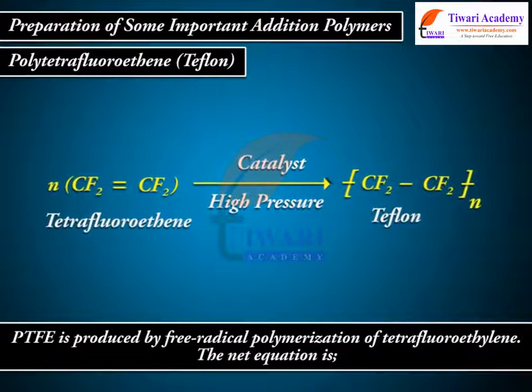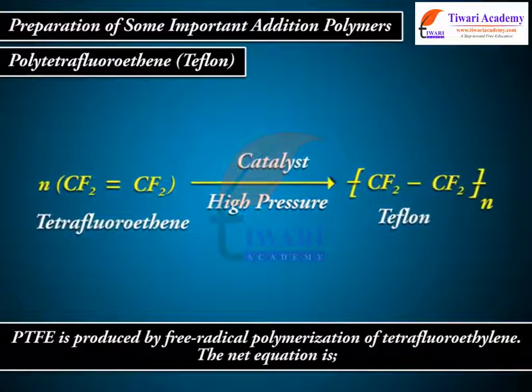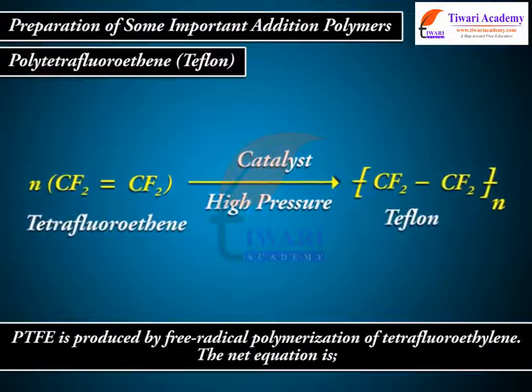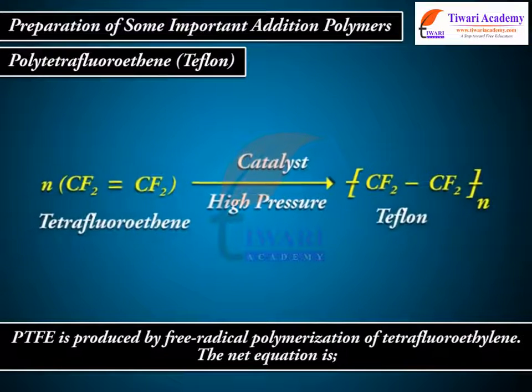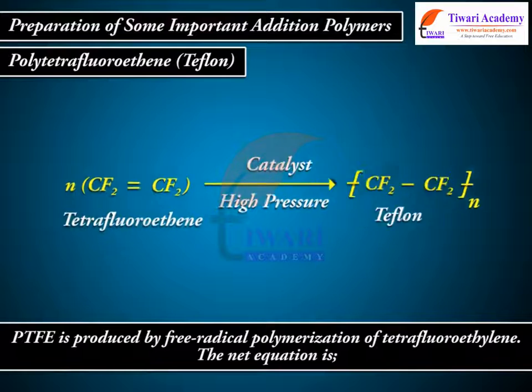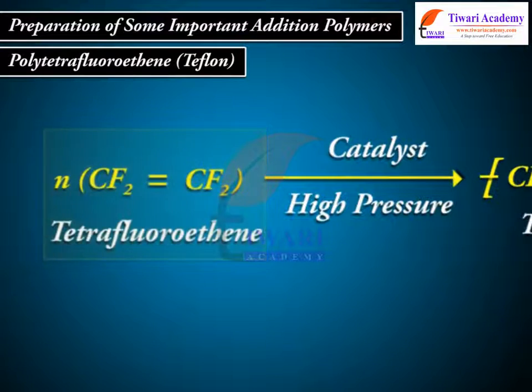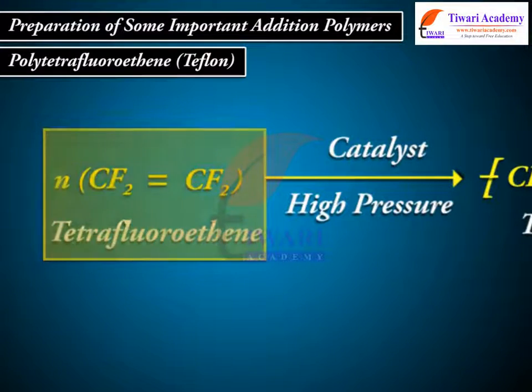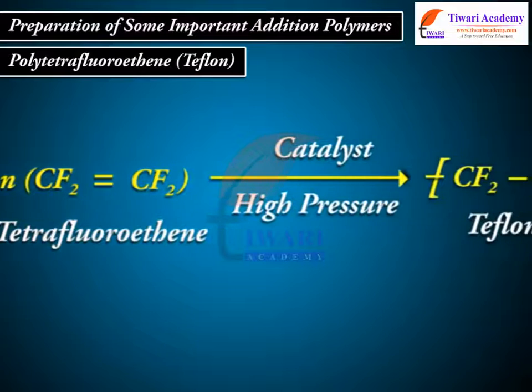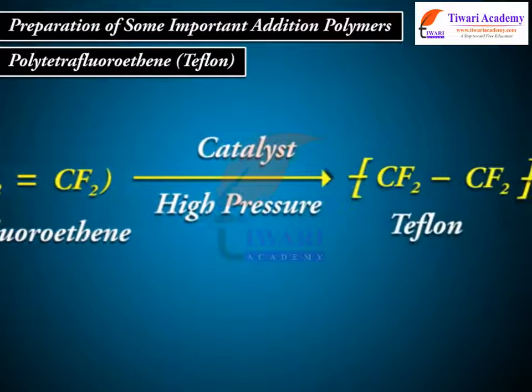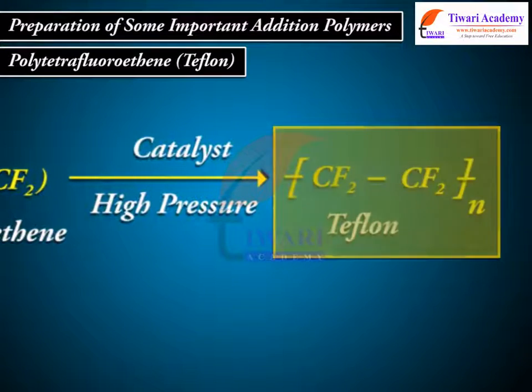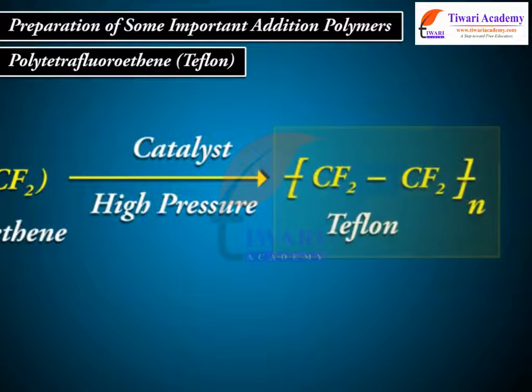PTFE is produced by free radical polymerization of tetrafluoroethylene. The net equation is: n CF2=CF2, tetrafluoroethene, in the presence of catalyst and high pressure gives (CF2-CF2)n, Teflon.